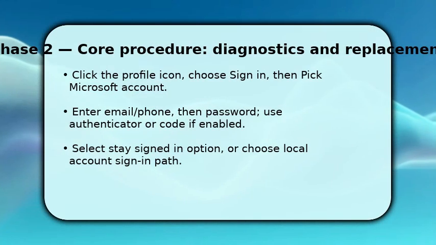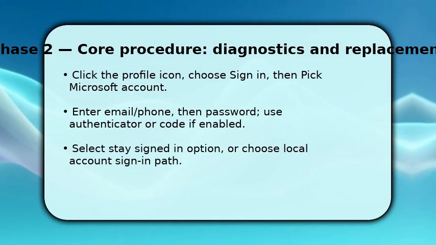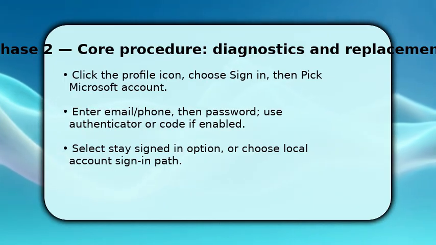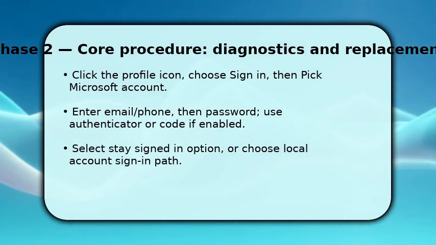You now sign in with your Microsoft account. Click the profile icon and choose Sign In to open the credential prompt. Enter your email or phone, then your password. If you use two-factor, approve via the Microsoft Authenticator app or enter the SMS code when prompted.